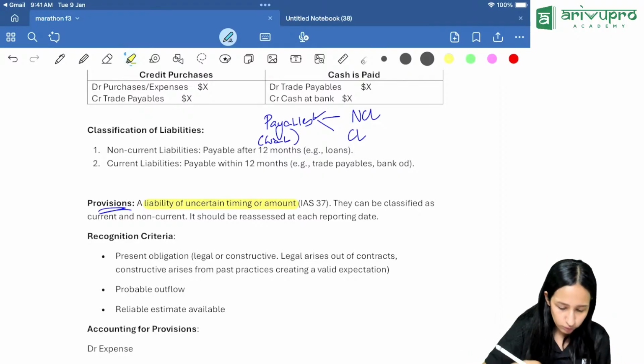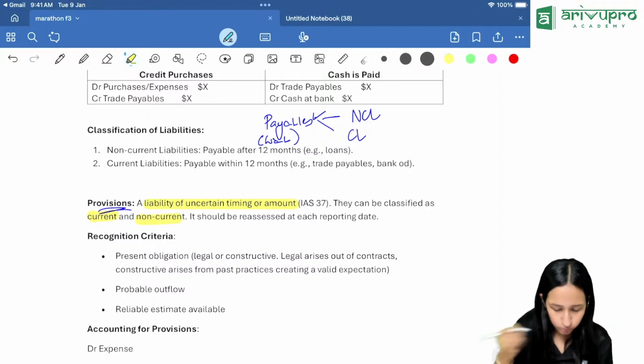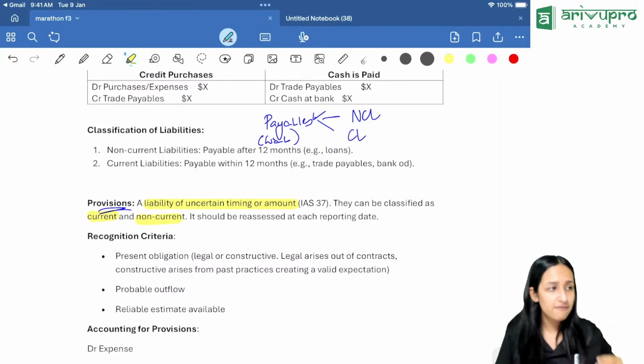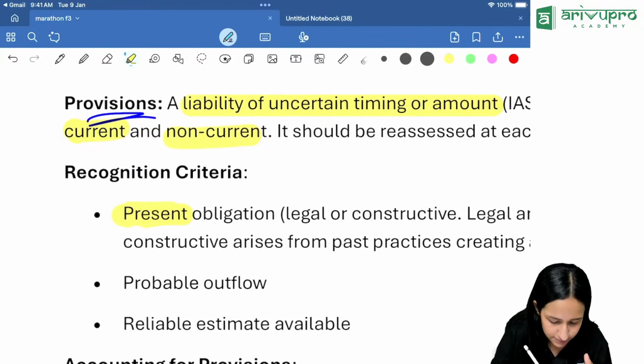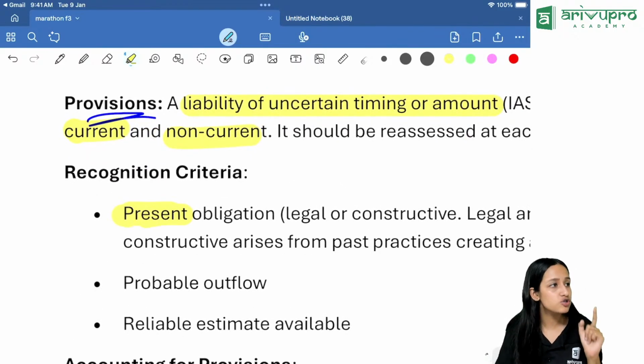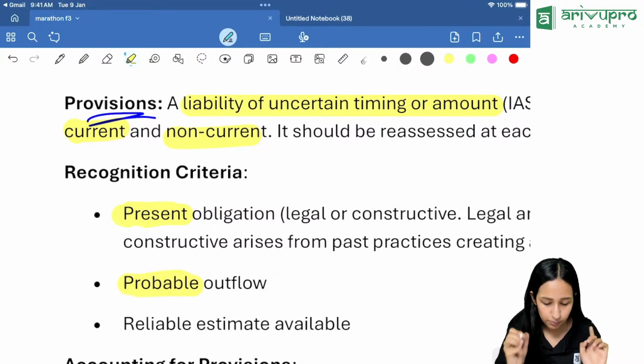Okay, so now provision can be under both current and non-current, and every reporting date, every year end, you will sit and check whether there is some sort of provision there. Okay, how do you recognize a provision? This word is very important. Provision needs to be present, needs to be probable, and needs to be reliably available.